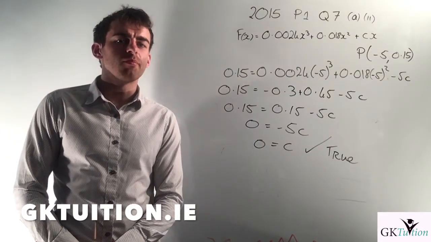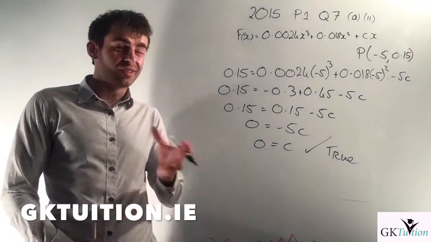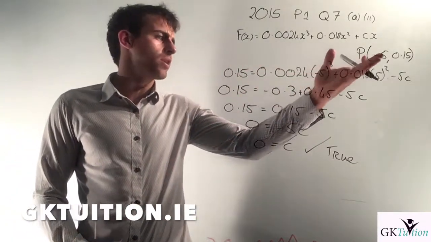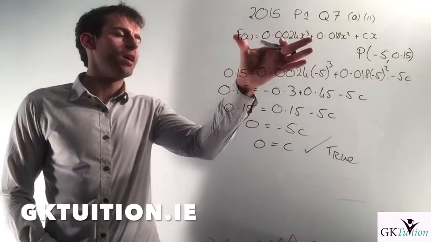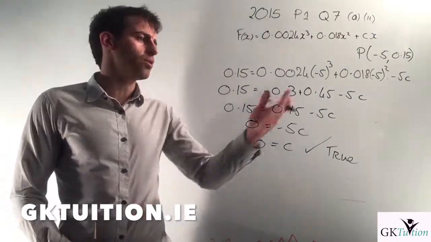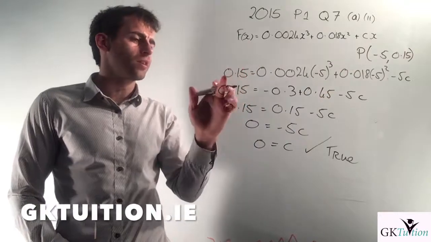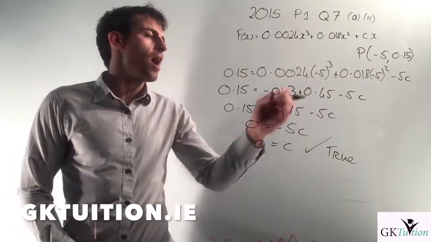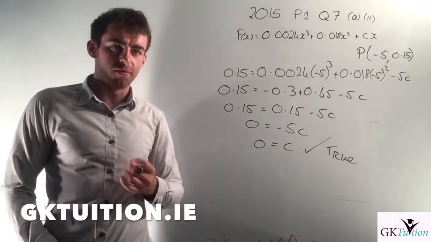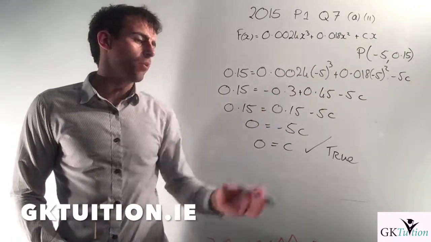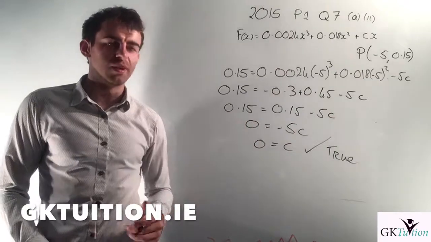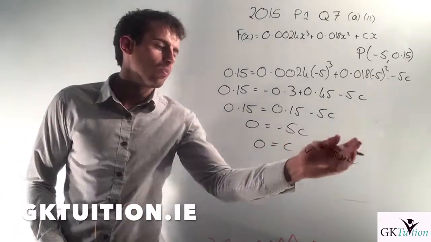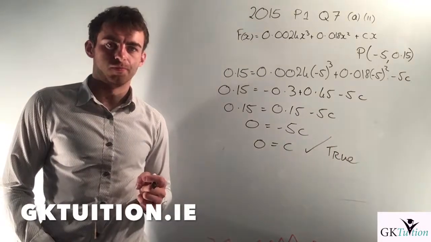Okay, so for the second part of this question, you'll notice it's almost identical to A part 1. In this case, we're told that the coordinate minus 5, 0.15 is on this function. So that just means if I sub in, instead of f of x, I can sub in 0.15. Instead of x, I can sub in minus 5, and that should allow me to work out my c. So when we work our way through this question, we end up with c is equal to 0. And once again, because it asked me to verify this or to show this, I put a tick beside it and say that it's true.